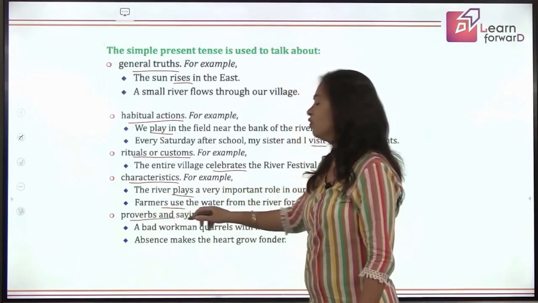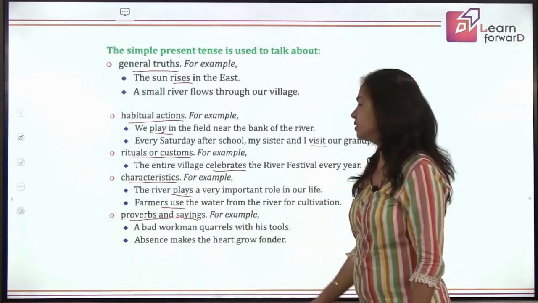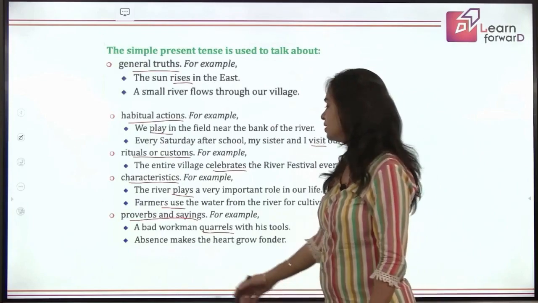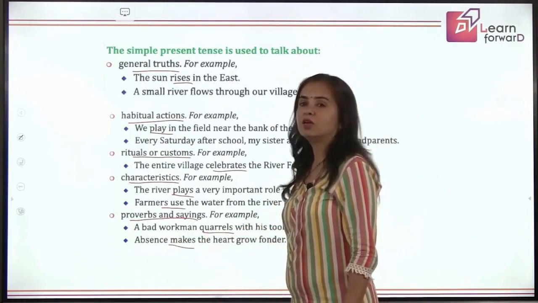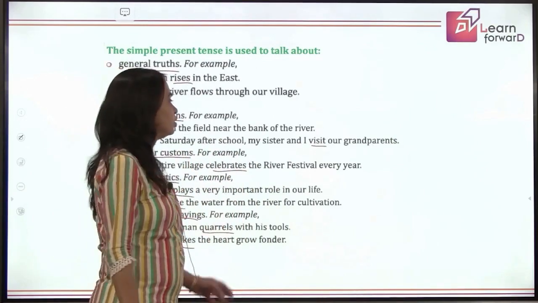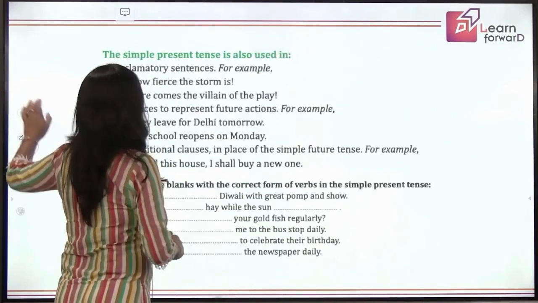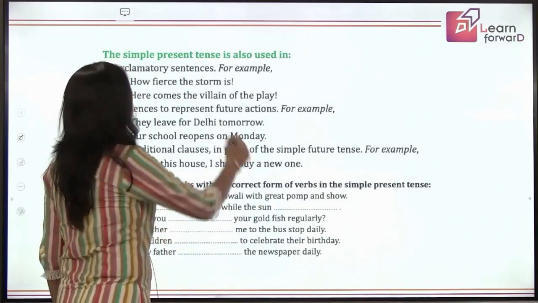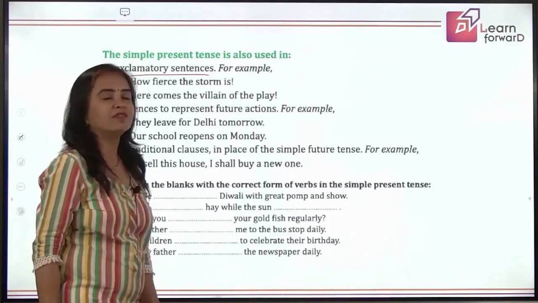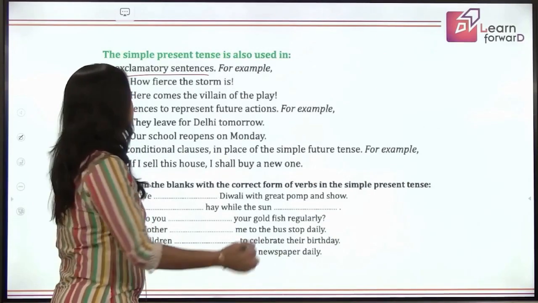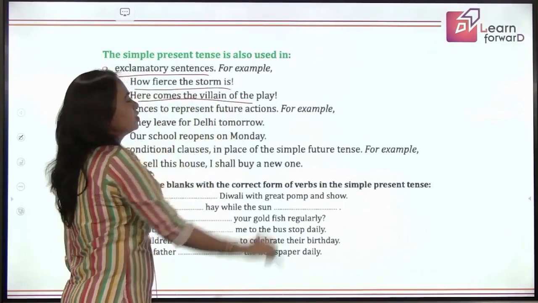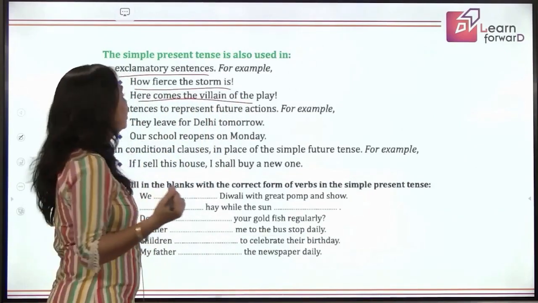In case of proverbs and sayings also, we use simple present tense, like a bad workman quarrels with his tools. This is simple present tense, and absence makes the heart grow fonder. So these are the proverbs, and in proverbs we always use simple present tense. Moving ahead, the simple present tense is also used in exclamatory sentences. You would have never seen past or future tense there. Here comes the villain of the play. How fierce the storm is. So we are using here simple present tense.